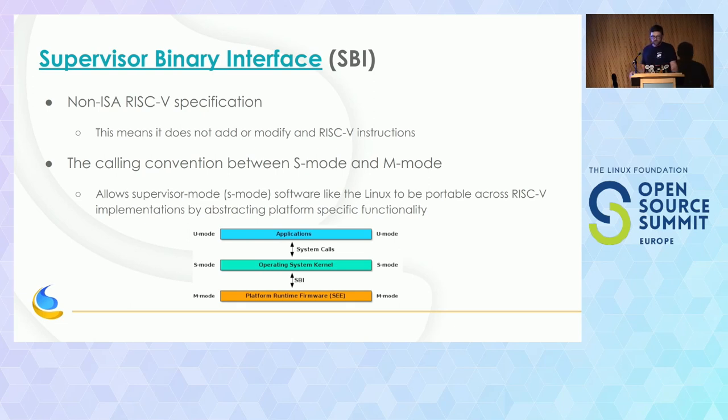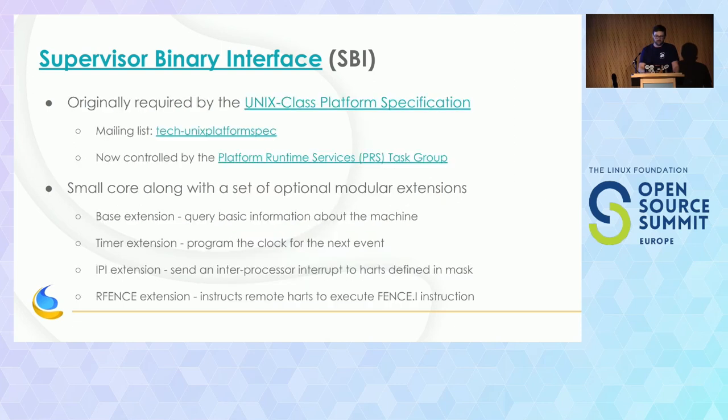So the way it works here is we have several different levels here. And I mentioned earlier we would do e-calls between these. So when we're running in user space, we do an e-call, which is our system call. We go down into S mode. And the way S mode communicates with M mode is through SBI. So it does an e-call into M mode, and the calling convention there is defined by this SBI, which is the supervisor binary interface.